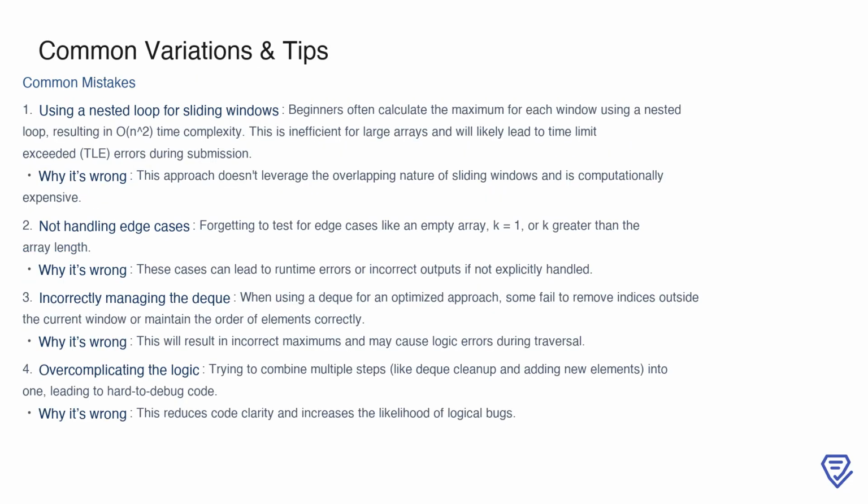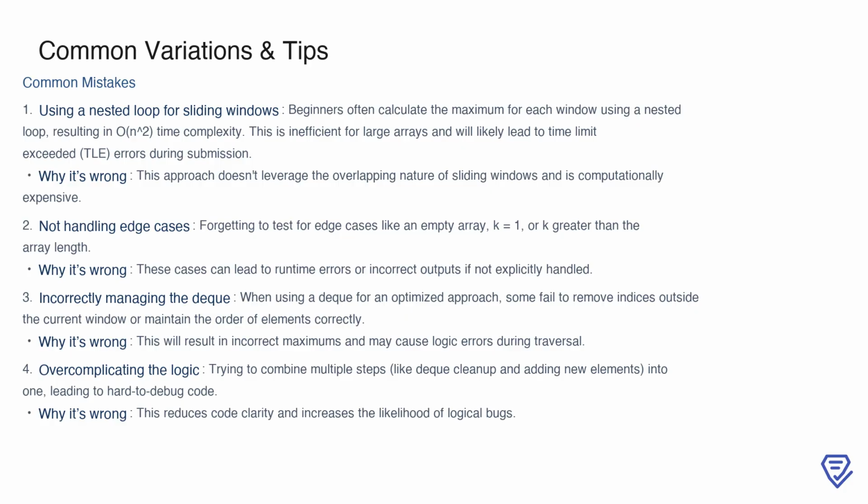When solving the sliding window maximum problem, there are several common mistakes to watch out for. One of the most frequent errors is using a nested loop to calculate the maximum for each window. While this approach might seem straightforward, it results in a time complexity of O(n squared), which becomes highly inefficient for large arrays and can lead to time limit exceeded errors. The reason this is problematic is that it doesn't take advantage of the overlapping nature of the sliding windows, leading to redundant computations. Another mistake is neglecting to handle edge cases.